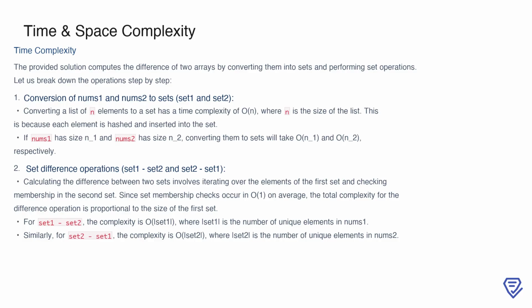Next, we perform set difference operations, such as calculating set1 minus set2 and set2 minus set1. These operations iterate over the elements of the first set and check for membership in the second set. Since membership checks in a set are O(1) on average, the overall complexity for these operations is proportional to the size of the first set. Specifically, the complexity is O(|set1|) for the operation set1 minus set2 and O(|set2|) for set2 minus set1, where |set1| and |set2| represent the number of unique elements in nums1 and nums2, respectively.